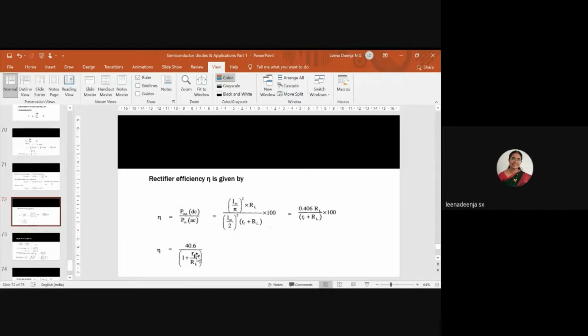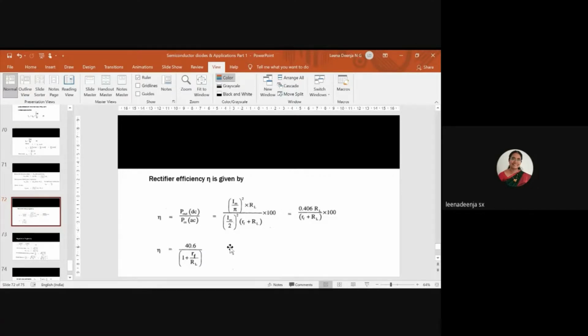If we consider the small RF also, then we can see that eta is less than 40.6. So the maximum possible efficiency in a half-wave rectifier is 40.6. That is, if we give an input of 100, only 40.6% is converted to DC. The efficiency is very low here. The rest is AC.